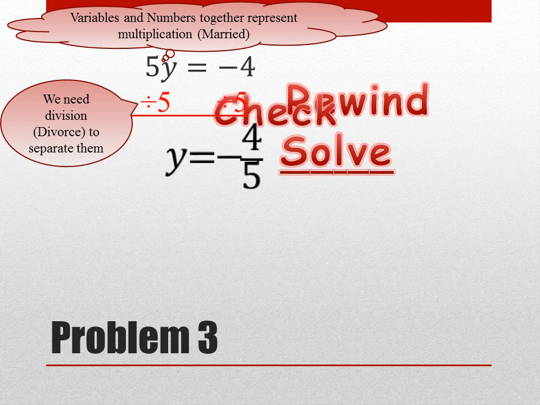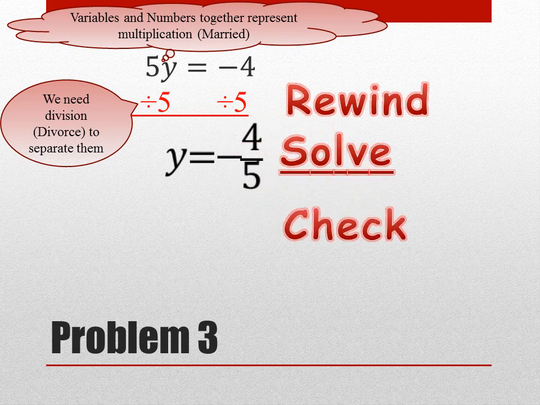Now I need to check to see if everything is correct. So I'm going to rewrite my original problem, and everywhere that I see the variable y, I'm going to replace it with what y equaled. y equaled negative 4 over 5. The reason I put it in parentheses is because I want to make sure that I have everything nice and contained, and understand that the 5 that's outside the parentheses has to be multiplied by everything that I'm inserting in place of y.